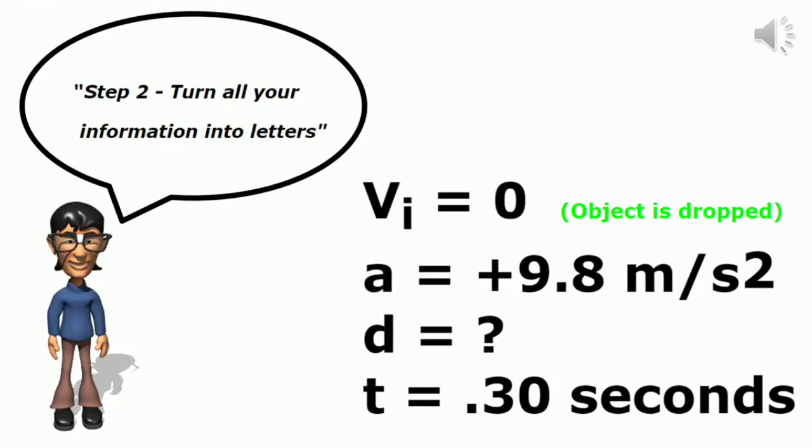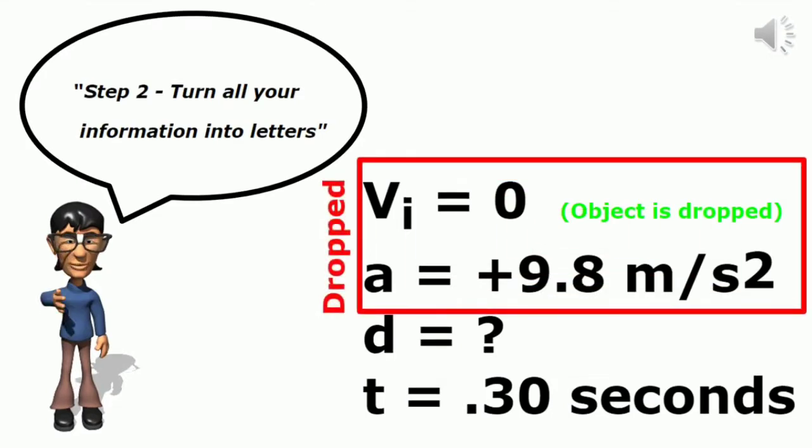Step 2 is to turn all your information into variables. Since the object is dropped, the initial velocity is 0 and the acceleration is positive 9.8 meters per second squared. We are looking for the displacement, so we write d equals question mark, and we were told that the time is 0.30 seconds.